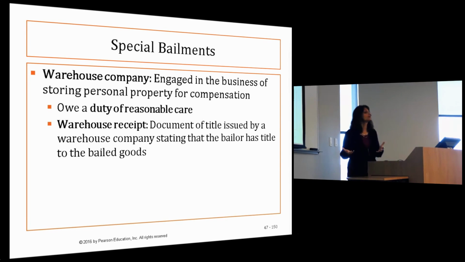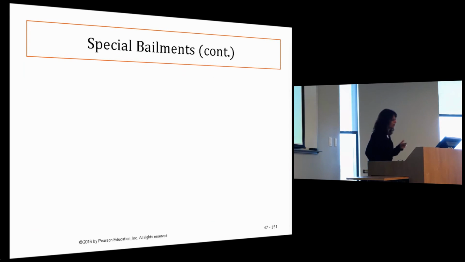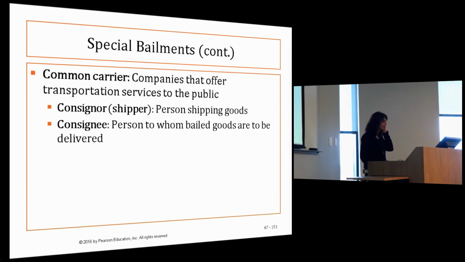What kind of a duty do they owe? Well, what kind of a bailment is it? It's a mutual bailment. Somebody pays a price to store their goods, and so they're going to owe a duty of reasonable care. And typically, the warehouse company is going to have paperwork. They're basically going to say, we'll take these goods, and here's a receipt by which you can come and claim those goods. That's how warehouses work, and it's a special type of bailment.